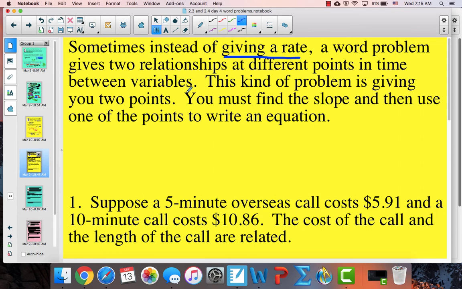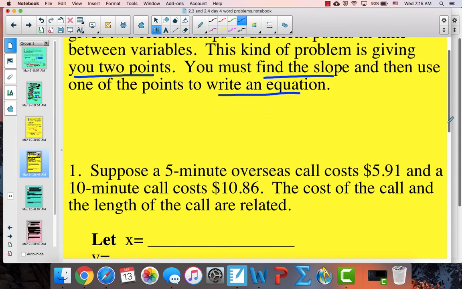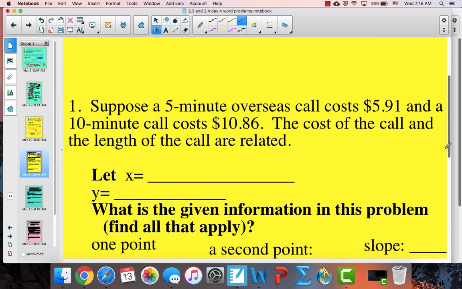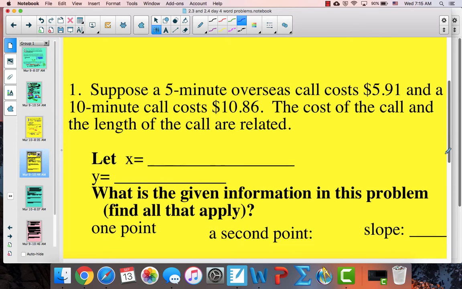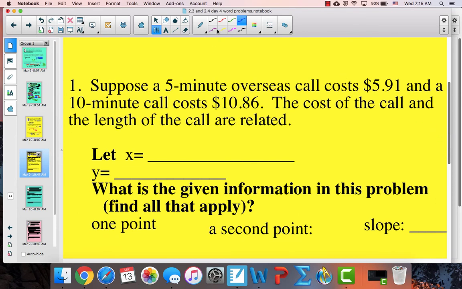This kind of problem is giving you 2 points. You must find the slope and then use one of the points to write an equation. All right, so let's look at this next one. Suppose a 5-minute overseas call costs $5.91 and a 10-minute call costs $10.86. The cost of the call and the length of the call are related. Okay, so it's not telling me an average rate of change.